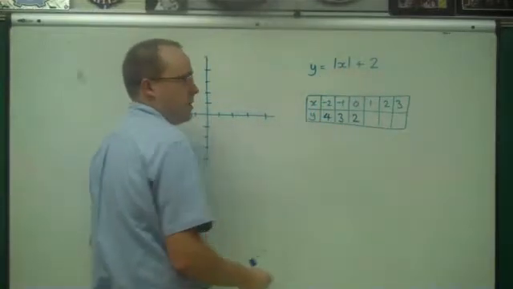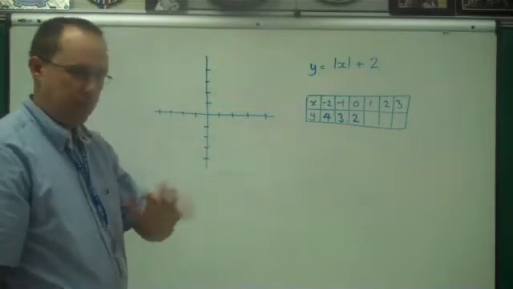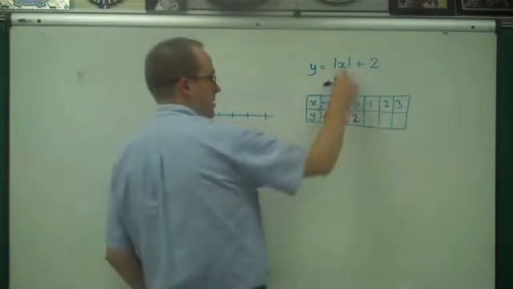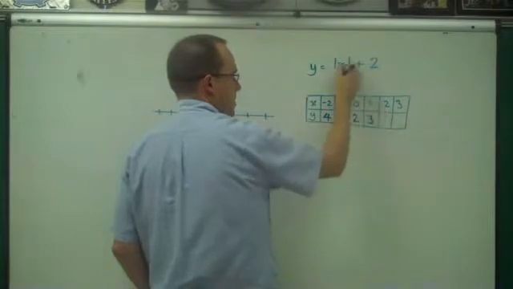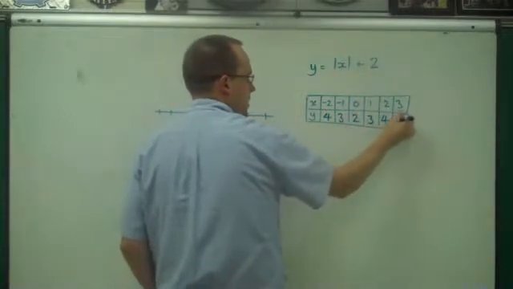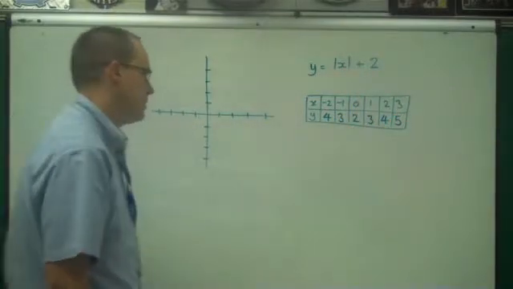Absolute value of 1. Now once we get positive values, remember the absolute value doesn't actually do anything. Anything that's positive stays positive. So this is just going to be 1 plus 2. The next one's going to be just 2 plus 2. And the next one is going to be 3 plus 2.